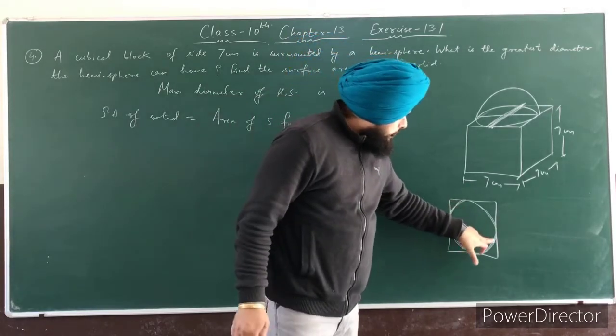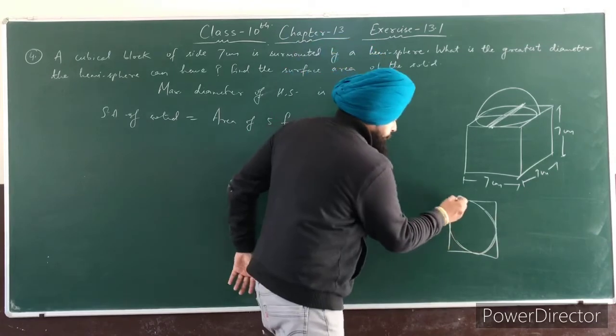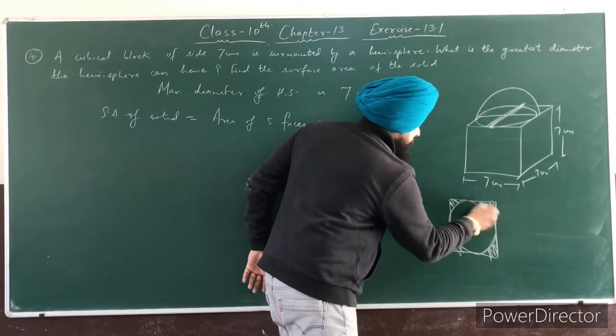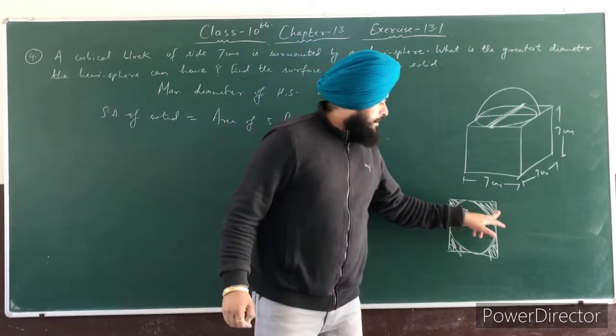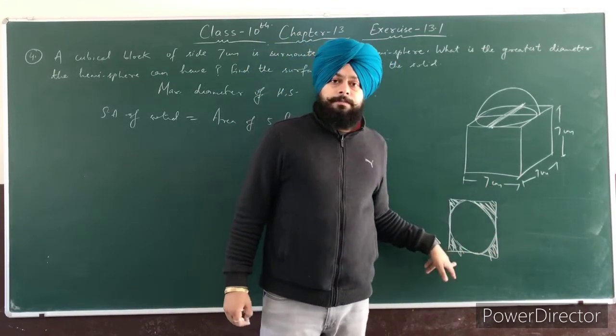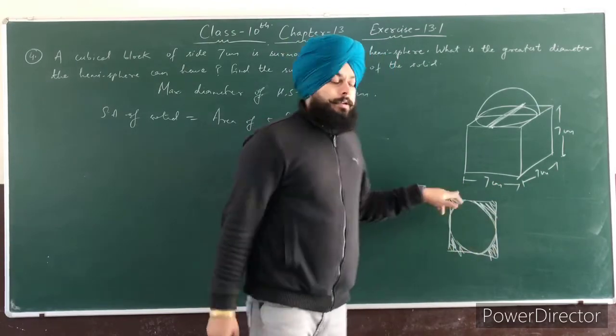So you can see here the bottom of this hemispherical portion is in the shape of circle. So we have to find this area. This one. So what we can do? You can subtract the area of this circle from the area of square. You can subtract this area of circle from the area of this square.